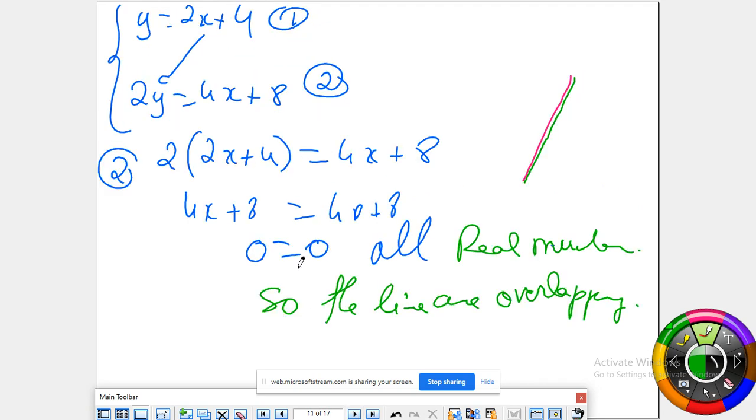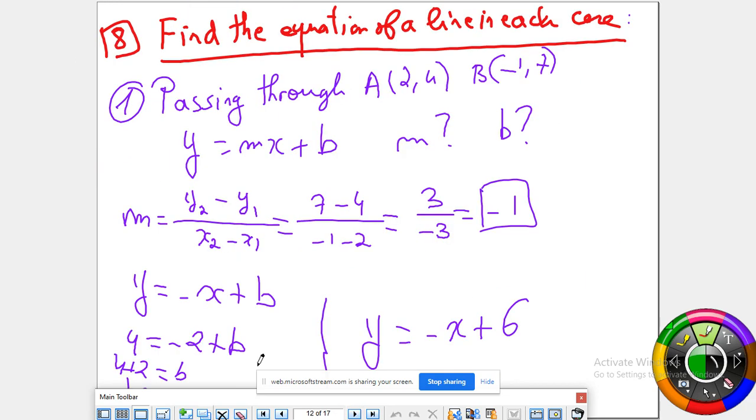And if I solve and I get, for example, 0 equals 0, 4 equals 4, 5 equals 5, it means all real numbers are solutions. Yes, the lines are overlapping. Now for part 8, we're going to do it together.